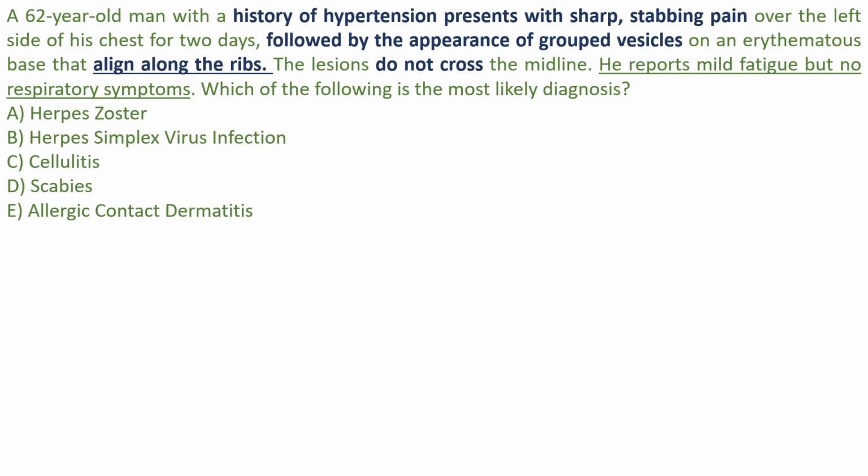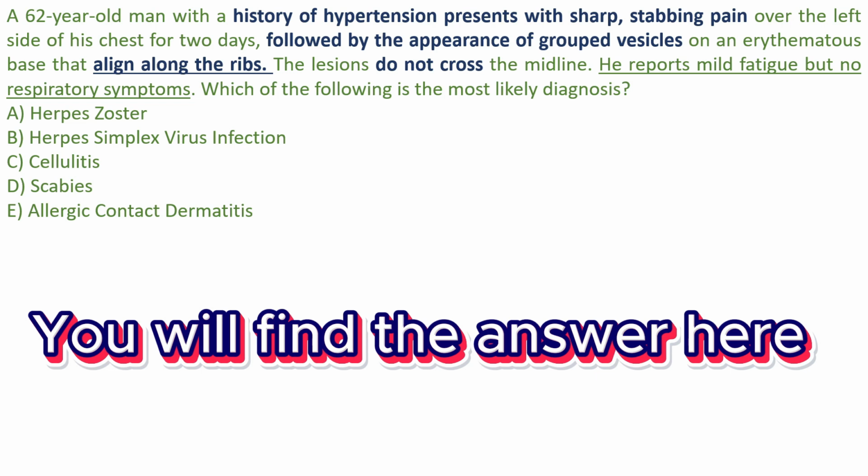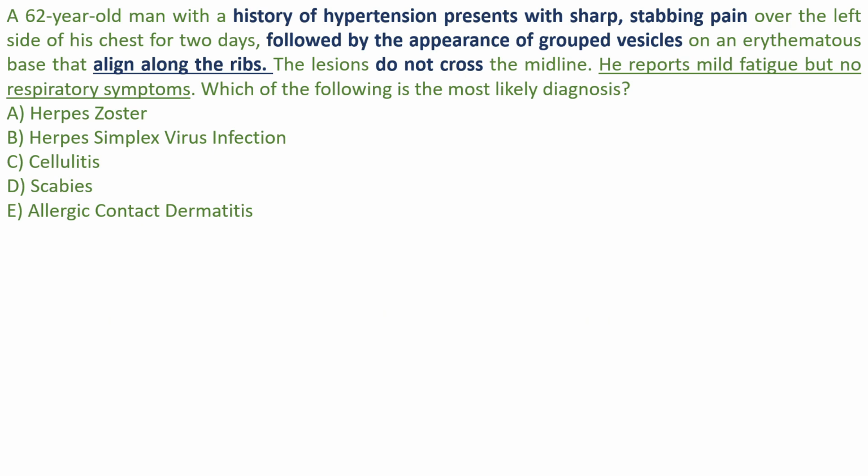A 62-year-old man with a history of hypertension presents with sharp, stabbing pain over the left side of his chest for 2 days, followed by the appearance of grouped vesicles on an erythematous base that align along the ribs. The lesions do not cross the midline. He reports mild fatigue but no respiratory symptoms. Which of the following is the most likely diagnosis? A. Herpes zoster. B. Herpes simplex virus infection. C. Cellulitis. D. Scabies. E. Allergic contact dermatitis.